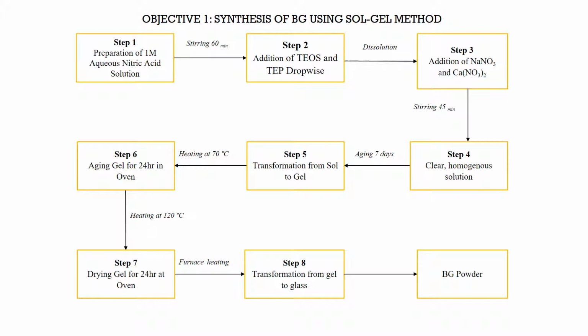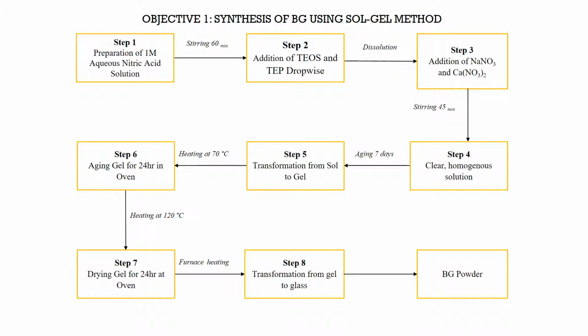Now for the method. For the first objective, the synthesis of bioactive glass using sol gel method. For step 1, 1 mole of aqueous nitric acid solution was prepared. After stirring for 60 minutes, tetraethyl orthosilicate and triethyl phosphate were dropped into the sol dropwise. After dissolution, sodium nitrate and calcium nitrate powders were added into the solution. After 45 minutes of stirring with a magnetic stirrer, a clear homogeneous solution was obtained.